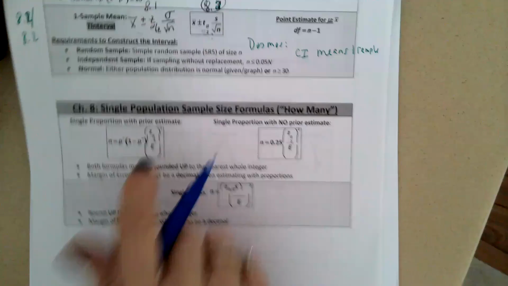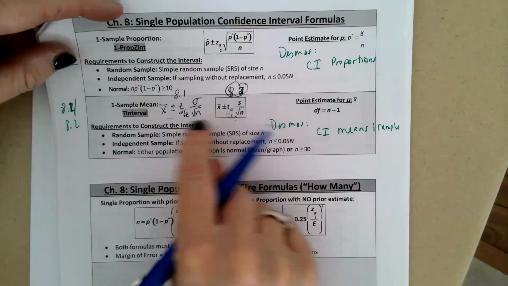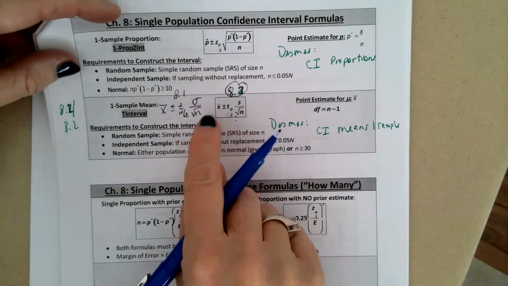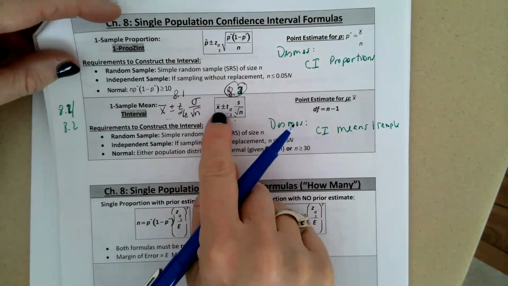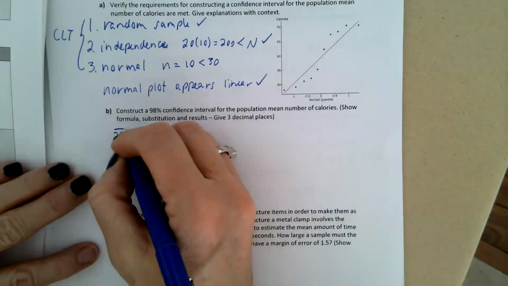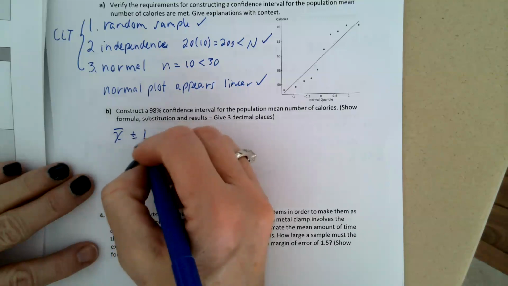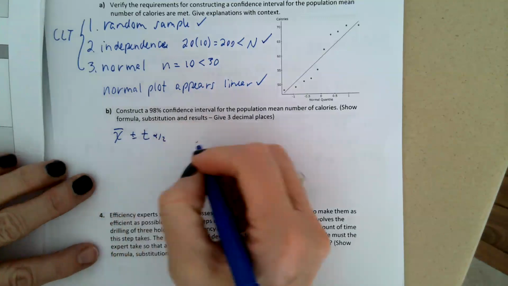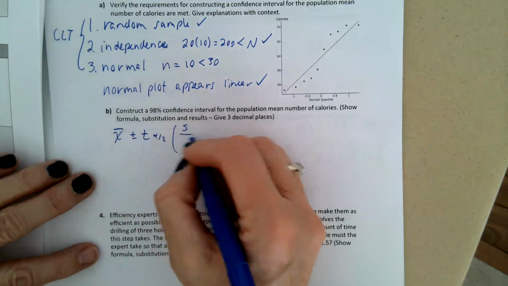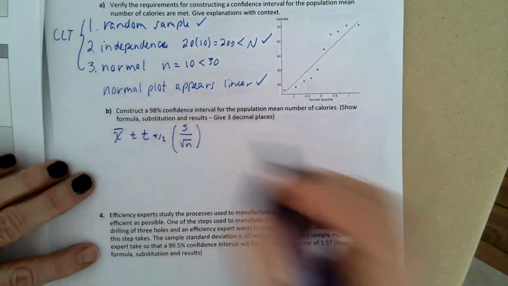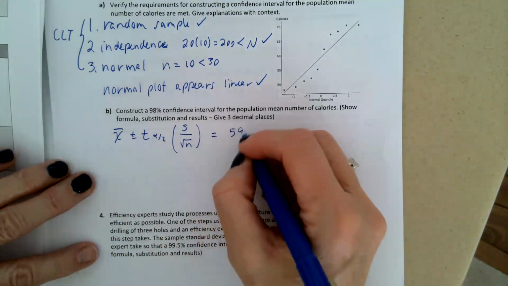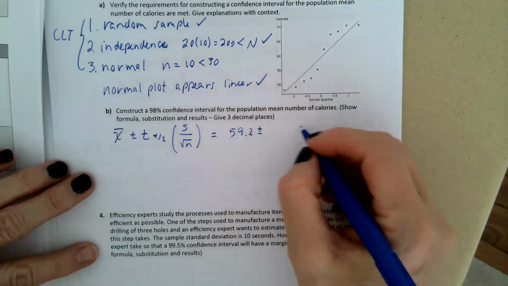So again, I want you to show the formula. We're going to be using the T formula because we don't know the population mean or standard deviation. So it's X bar plus or minus T of alpha divided by 2 times sample standard deviation divided by the square root of n. So X bar is 59.2 plus or minus.